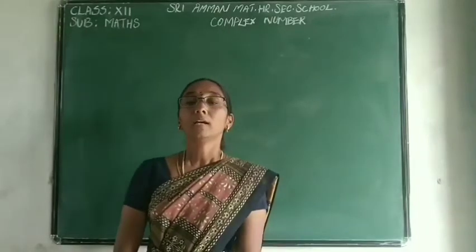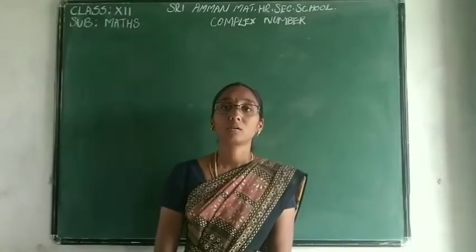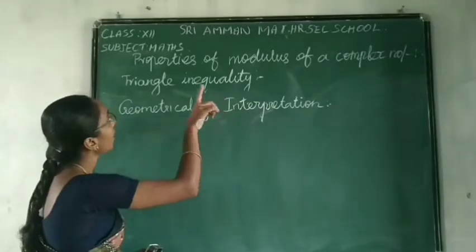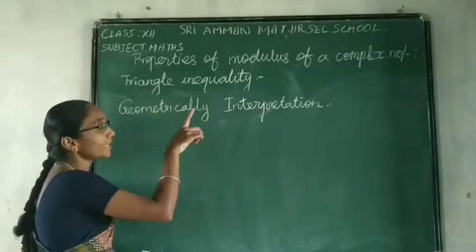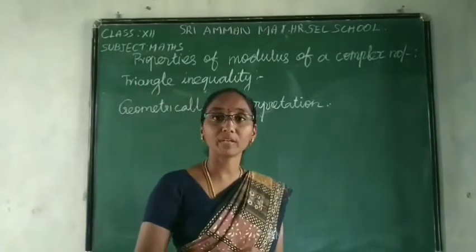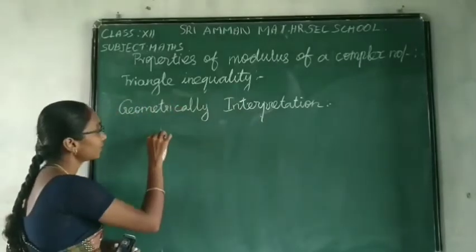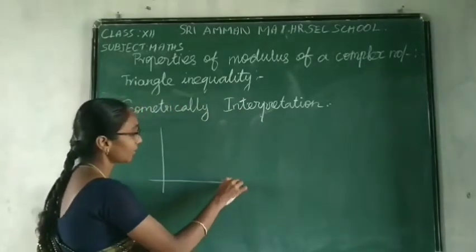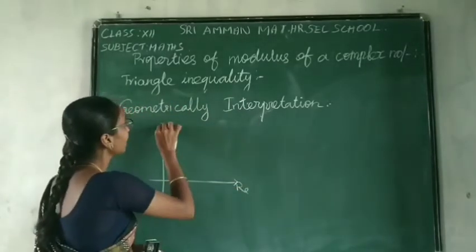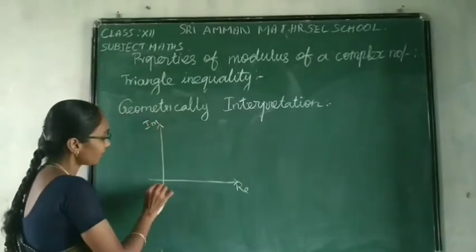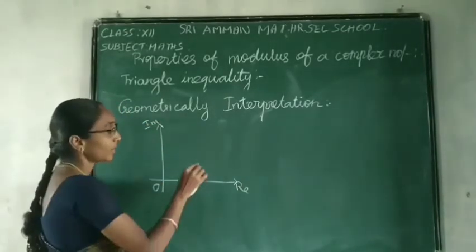Okay. Now I am going to teach the geometrical interpretation. How do you represent the triangle inequality in the Argand plane? Now I consider one of the triangles in the Argand plane. This is the real axis. This is the imaginary axis. This is 0.